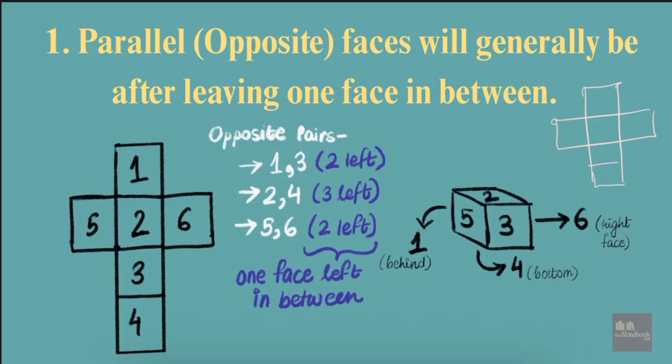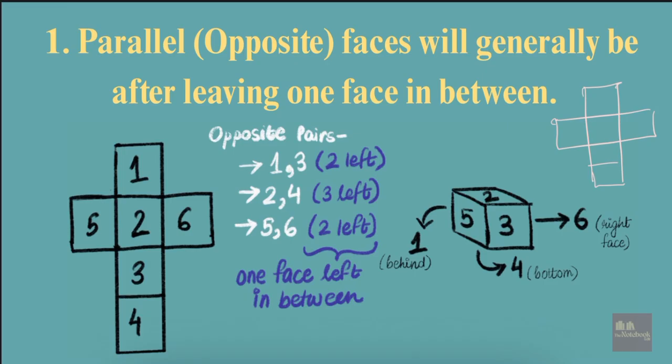So what I mean to say by this is that here is 1, here is 3, one square is left in between, basically like one face is left in between. So 1 and 3 will be opposite to each other. Basically, if here is 3, then on the back side it will be 1. Similarly, we have 2 and 4, right? So 2 is over here, 4 is over here, this is left. So basically 2 and 4 will be opposite pairs. Same ways for 5 and 6, 2 is left in between. So opposite, we know that front and behind, left or right, like that, top or bottom.